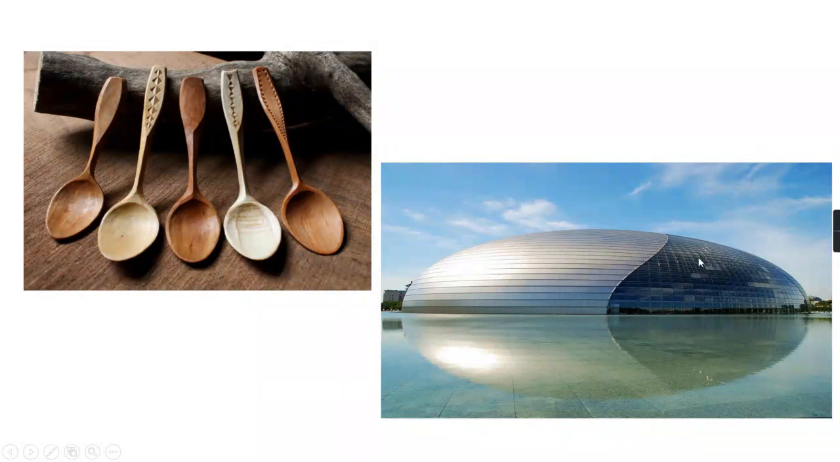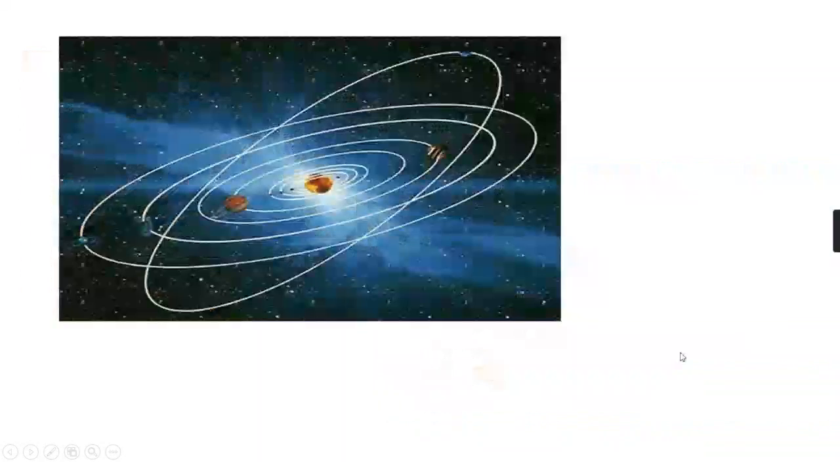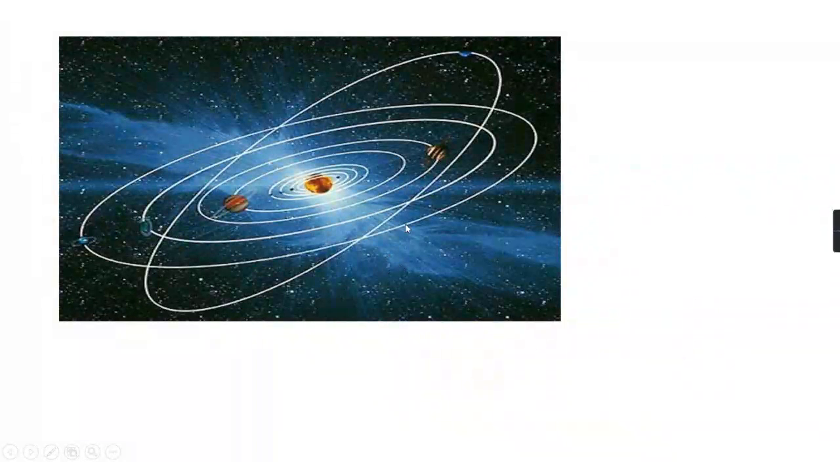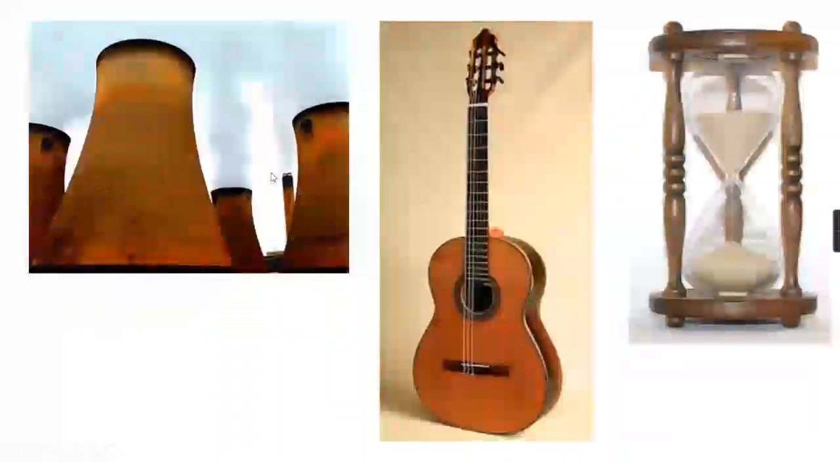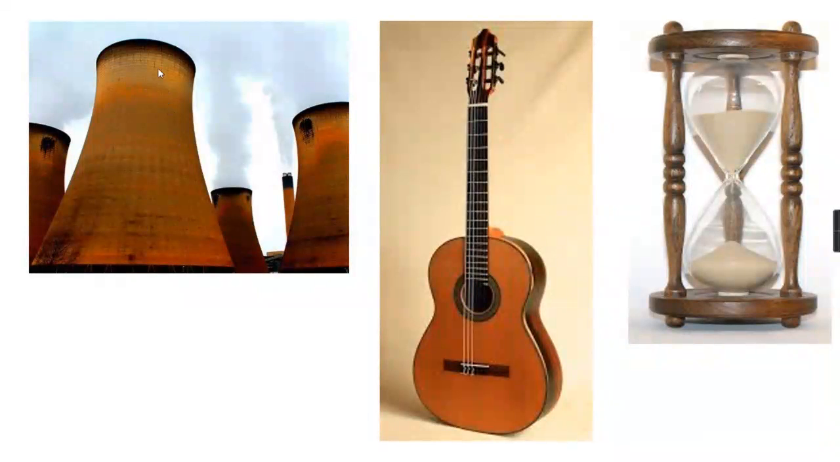As you know, when the planets are revolving around the sun, they create an elliptical shape. Here is the chimney. If you go to the industries, they have chimneys, and those chimneys always have a hyperbolic curve.